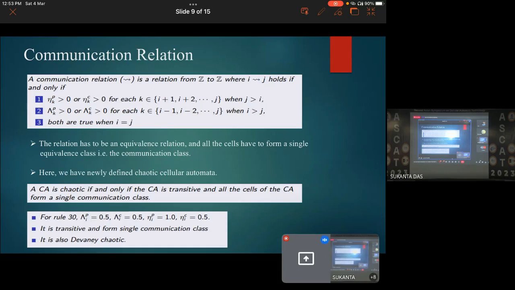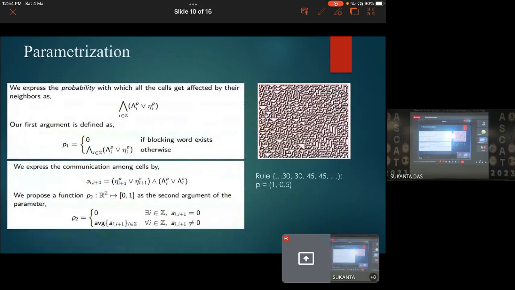For rule 30, we get, for example, left propagation is 0.5, left cooking is 0.5, right propagation is 1 and right cooking is 0.5. Therefore, it is also transitive and forms a single communication class, and is also Devaney's chaotic. Now, we are coming to the parameterization part.